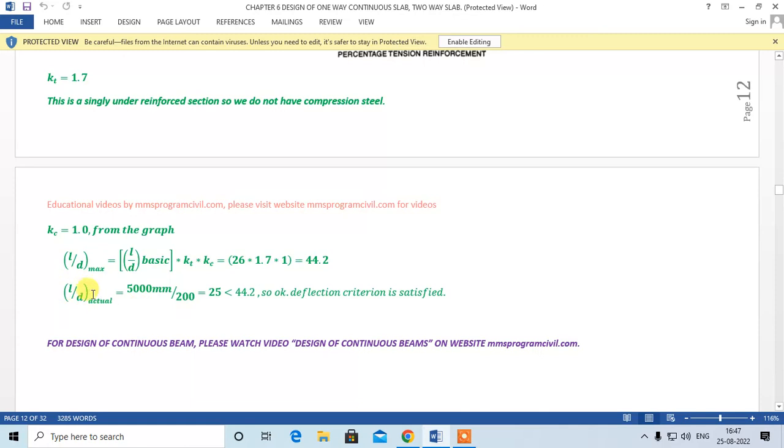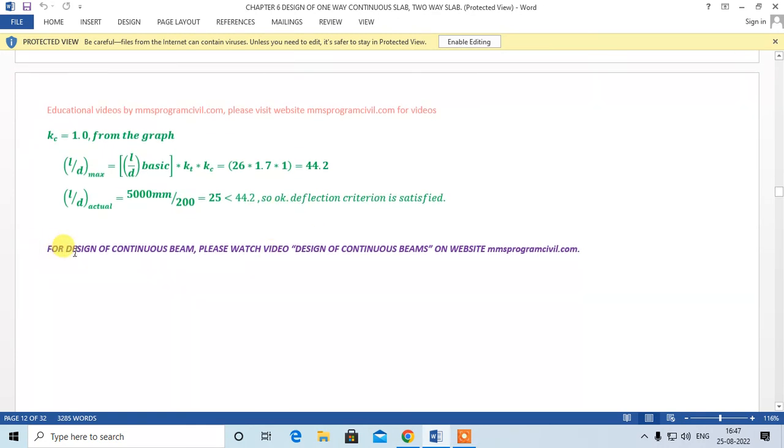Now the midspan, that is the interior span, is 5000, 5 meters. D is 200, so this is 25. This is again less than 44.2, so this is again satisfying the deflection criteria. For design of continuous beam, please watch the video design of continuous beam on website mmsprogramsil.com.